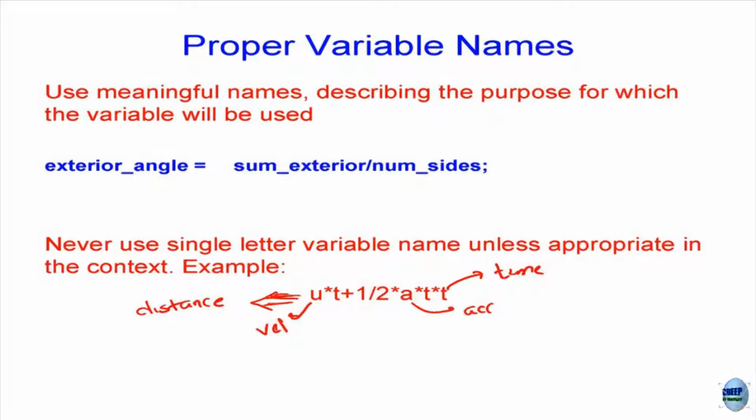So what you want to avoid is something like this: u into t, where it's so hard to understand what u was, what t is, plus 1/2 at square. What do you think u is here? Velocity, right? So this is acceleration, this is velocity, this is time. And what is the expression for computing? So you don't want things to be so cryptic.